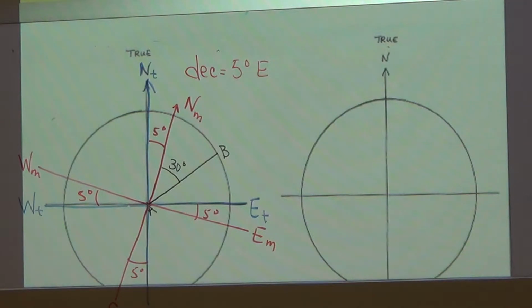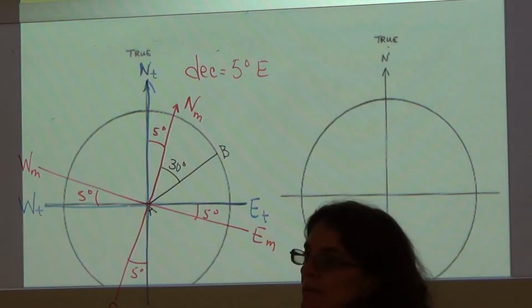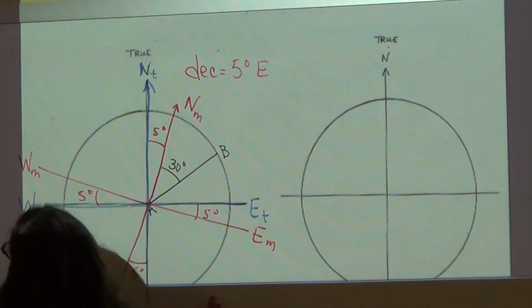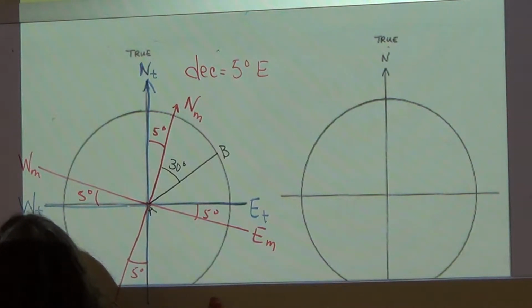Okay, Cody C, what's the true bearing? 35 degrees. So first the bearing has to have a north or south, right? So what is it? Oh, yeah, sorry. North. Okay, 35 degrees. Right.